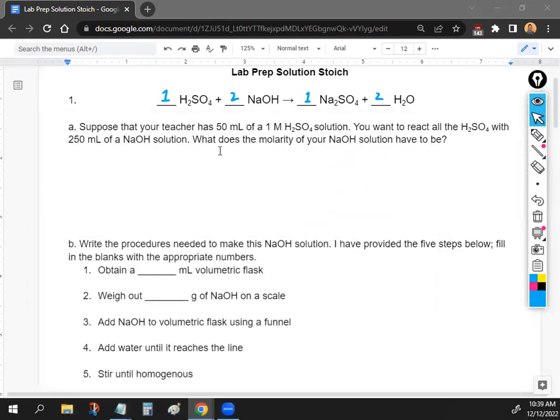Okay, so in your lab, basically what I'm going to do is I'm going to give you guys a certain solution, and then you're just going to want to make a solution that reacts with it, okay? So let's take a look at this problem and look at all the numbers, and we're just going to organize the numbers by putting it with the chemical that it corresponds to, okay? So let's just go through the question together and organize our numbers. So it says, suppose that your teacher has a 50 mils of a 1 molar H2SO4 solution, okay? So let's stop right there. Okay, we got 2 different numbers, and we got to make sure we put it with the right chemical, okay? So 50 milliliters, which chemical is it talking about out of these 4? 50 mils.